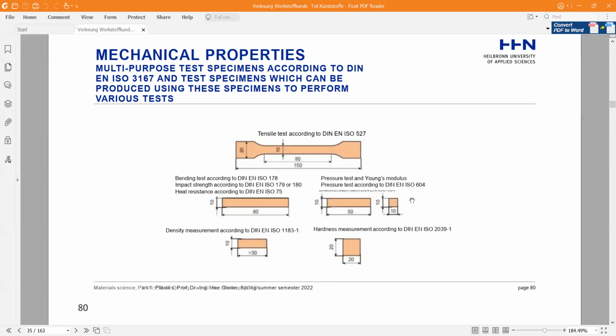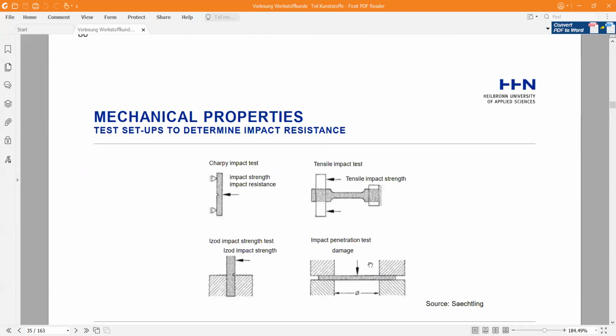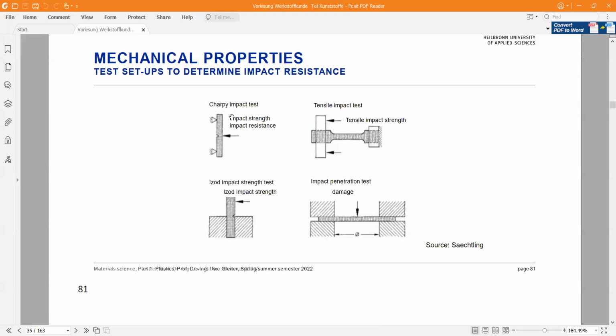Pressure test according to this standard, stratification, density measurement, and hardness measurement according to this parameter. The mechanical properties section can set up tests to determine impact resistance. So it should be impact tests, impact strength, and impact resistance.